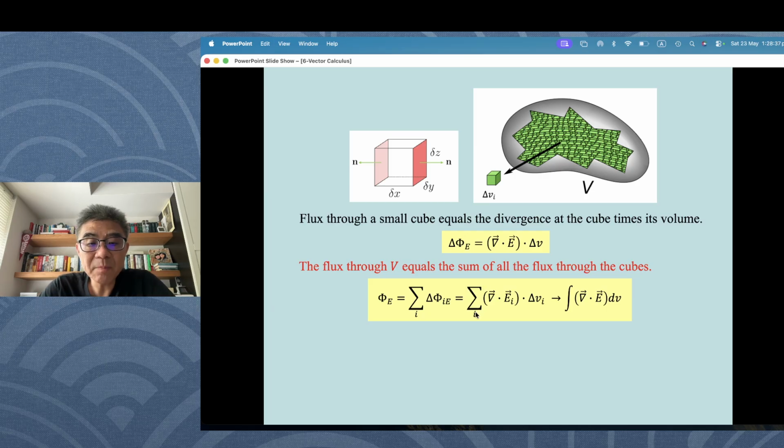And sum over i. Then if we cut the cube into smaller and smaller sizes and send the number of cubes to infinity, this sum becomes an integral. Integral over what? The integral over the volume inside the Gaussian surface. So this is the integral of the divergence over the volume inside the surface. It is called a volume integral.